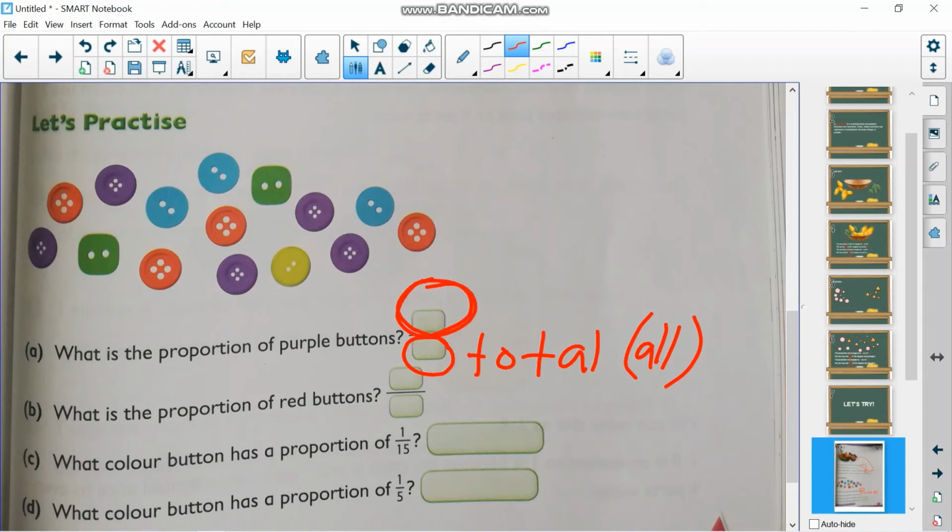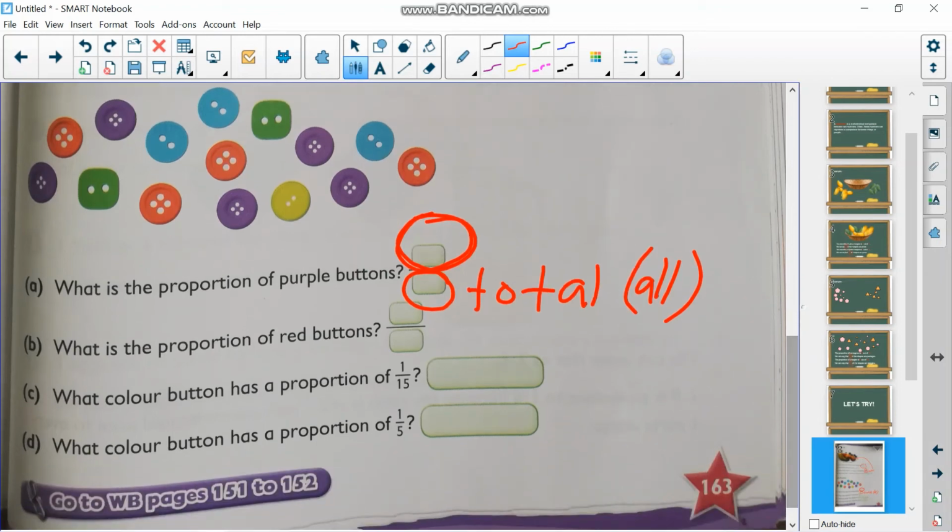Letter B, what is the proportion of red buttons? Count the number of red buttons and write it in the numerator. And then for the total number of buttons, write it here. Again, it's the total.